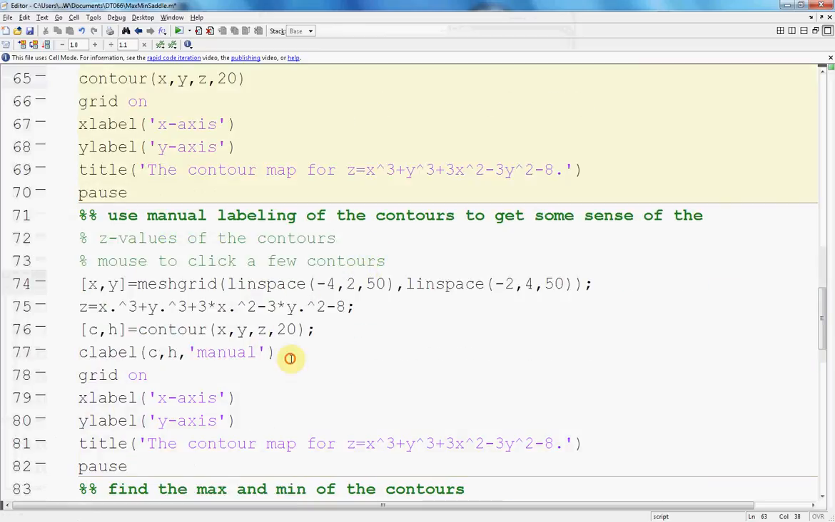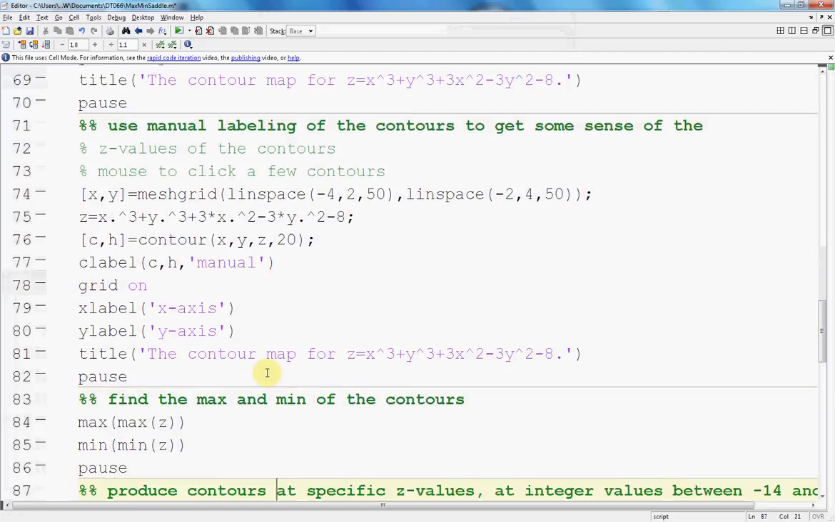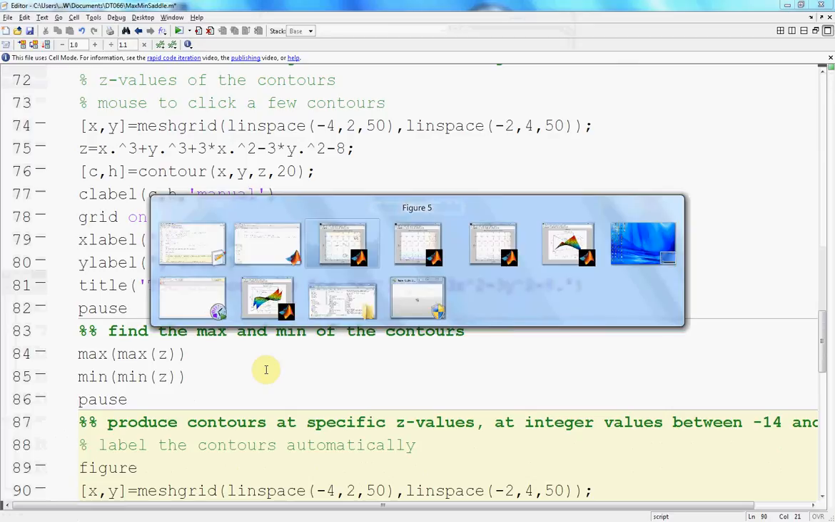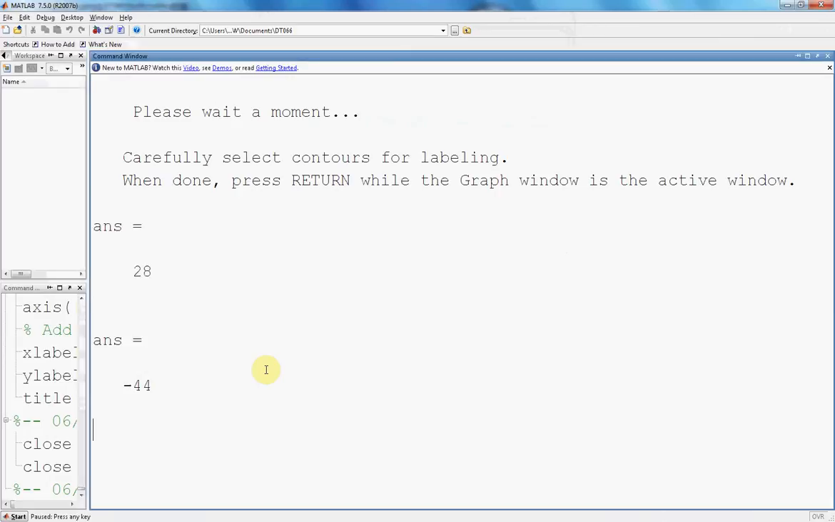So on line 77, I've labelled the contours manually, I've got the grid on, I've put on my X label, my Y label, and a title, etc. I'm on a pause now, excuse me while I cough. On lines 84 and 85, I'm going to get the max and the min. You might think there's an error here, but let's just go to the command prompt.